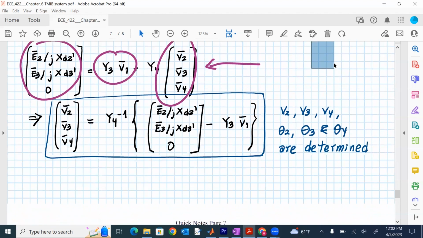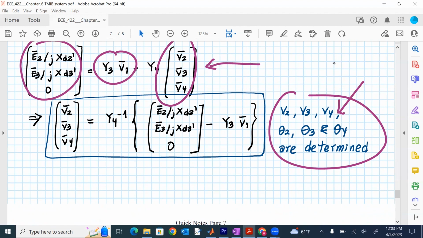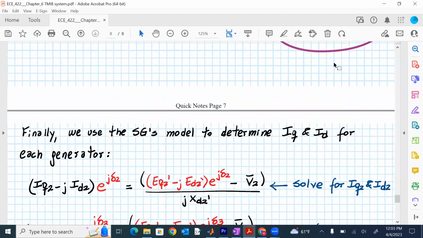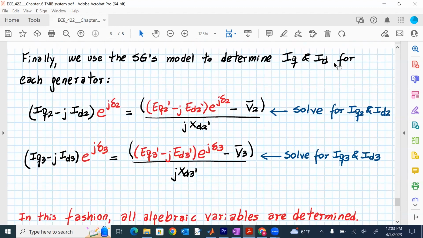And here's the equation. At the end of these steps, we are able to find the 3 voltages of the system, V2, V3, and V4, in magnitude and angle. So these 6 algebraic variables have been determined. With these voltages determined, then we use the model of each synchronous generator to determine the components Q and D of the current. Differently from the case before, when we did have the short circuit, this voltage is not 0 anymore, so we have to include that voltage there to determine the components D and Q of the current in the machine.